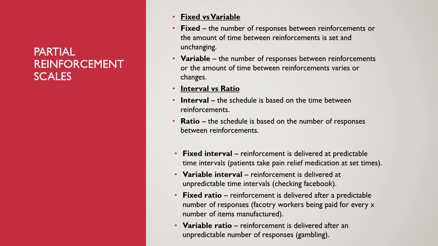So a fixed interval schedule is one that is delivered at predictable time intervals. So a patient takes the pain relief medication at set times, every however many hours their doctor prescribes. Now we have the patient taking medication and they are experiencing actually negative reinforcement on a fixed interval schedule. It's predictable, but it's based on time. And then we have variable interval. So this is where reinforcement is delivered at unpredictable time intervals.